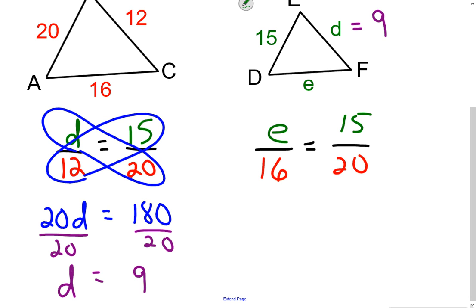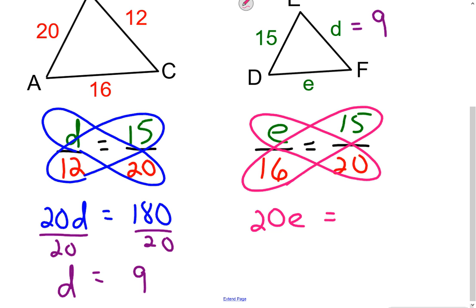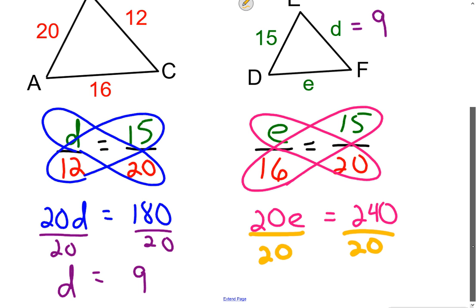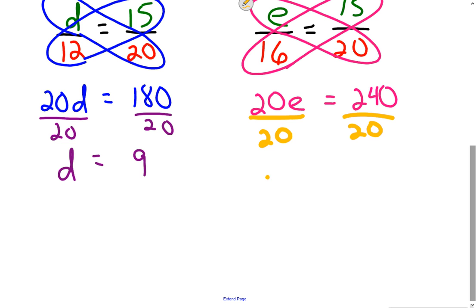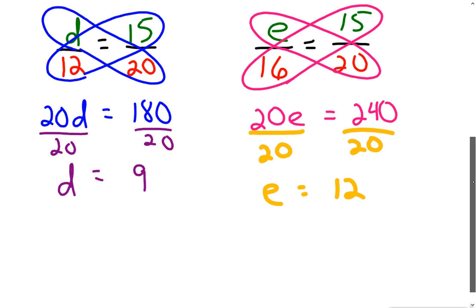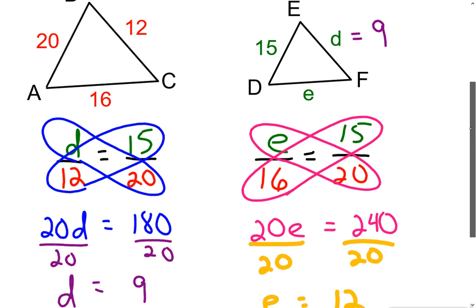So I'm going to cross multiply again. Take E times 20, and we're going to get 20E this time, equal to, but now when we take 16 times 15, we're going to end up with 240. And now if we divide both sides by 20, that's kind of a fat marker, isn't it? I'm going to end up with E equal to 12. And we just found the lengths of those two missing sides in our similar triangles.